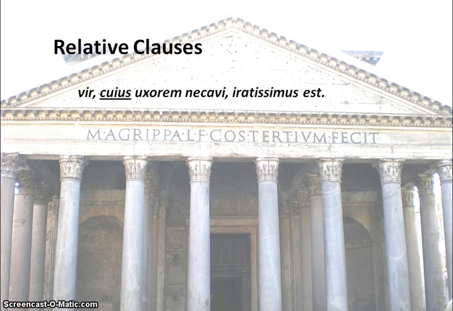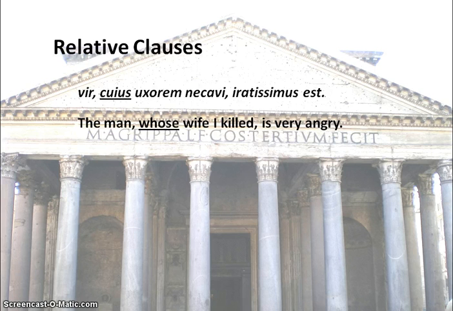So if we have a look at an example, we have vir cuius uxorem necavi iratissimus est. The man whose wife I killed is very angry. Now we can see here that the relative pronoun, which is underlined, cuius, or whose in English, introduces our relative clause, and it runs until the next main verb. So from cuius to necavi, and we can see that that part is commaed off in both the Latin and the English. Now that's not always the case, but here we can quite clearly see which part of the sentence is the relative clause.